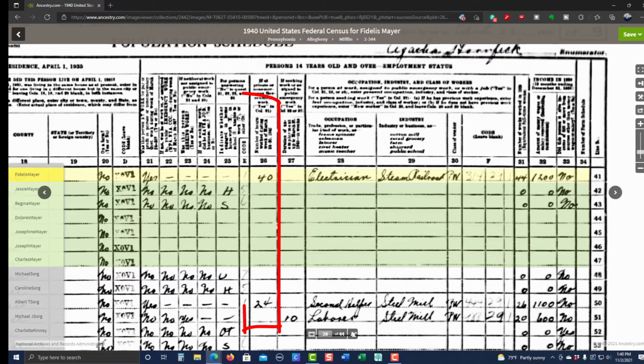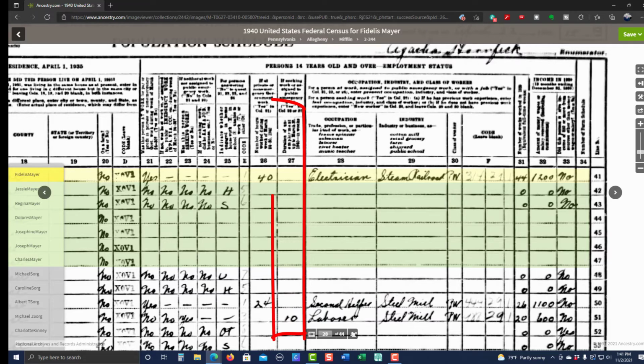Now over here in column 26, they're still asking about employment status. So they're asking, if you answered yes in column 21, which basically means you have a job working for pay or profit in private or non-emergency government work during that week, how many hours did you work during the week of March 24th through 30th. And you can see that Fidelis Mayer worked 40 hours that week. So he's doing fine. Then here, of course, Michael Sorg and Caroline Sorg, the mother and father of the family, did not work. Albert Sorg worked 24 hours that week.